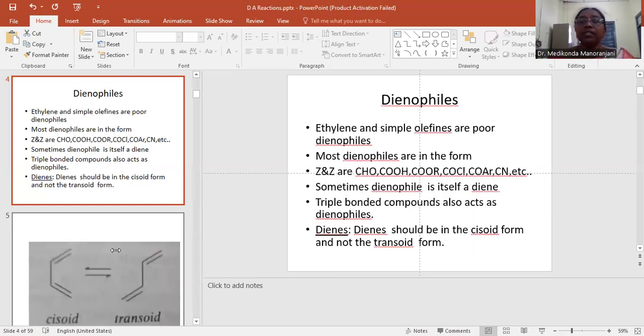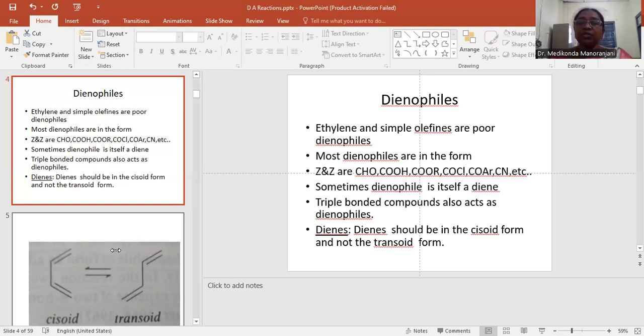Now let us see some examples of dienophiles. Ethylene and simple olefins are poor dienophiles. Most dienophiles are in the form where Z and Z dash are CHO, COOH, COR, COCl, COAr, CN, etc. So Z and Z dash are electron withdrawing groups on the dienophiles. Sometimes the dienophile itself acts as a diene. Triple bonded compounds also act as dienophiles.